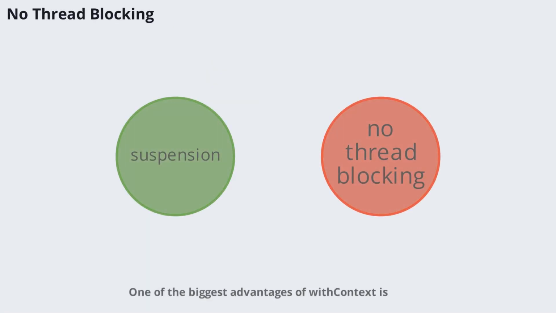One of the biggest advantages of withContext is that it suspends the coroutine without blocking the thread. This means your application can handle many tasks concurrently without running into performance bottlenecks. The suspension is handled efficiently, allowing your app to scale and remain responsive even under heavy load.